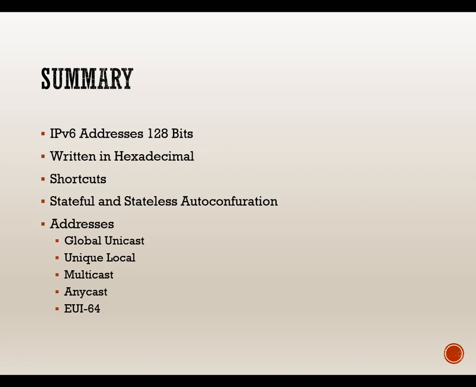We had stateful and stateless autoconfiguration. With stateless, the router sends us the prefix, and then the workstation, the device, configures its own host address. And then we looked at the address types: global unicast, unique local, multicast, anycast, and EUI-64. So I will do a demo, I know this one got a little long, on the autoconfiguration for a router. See you there.